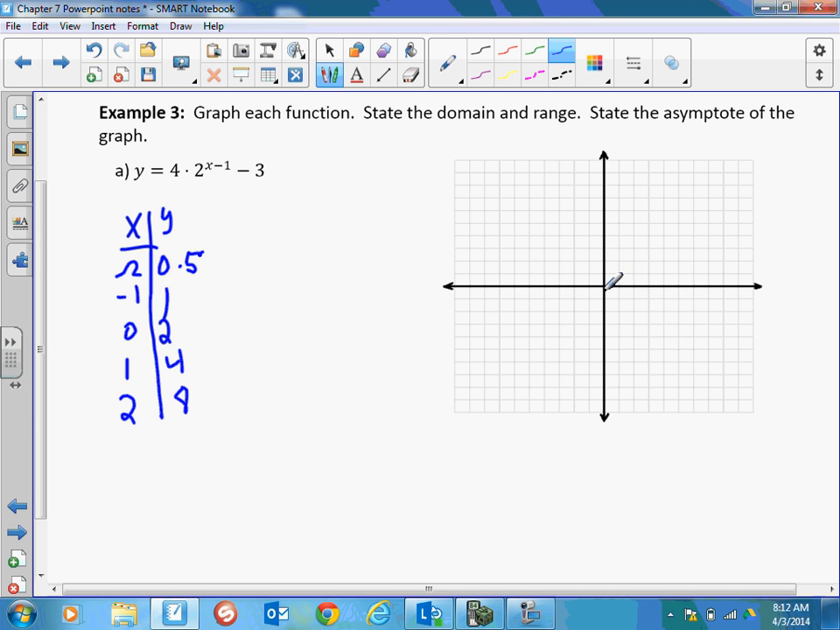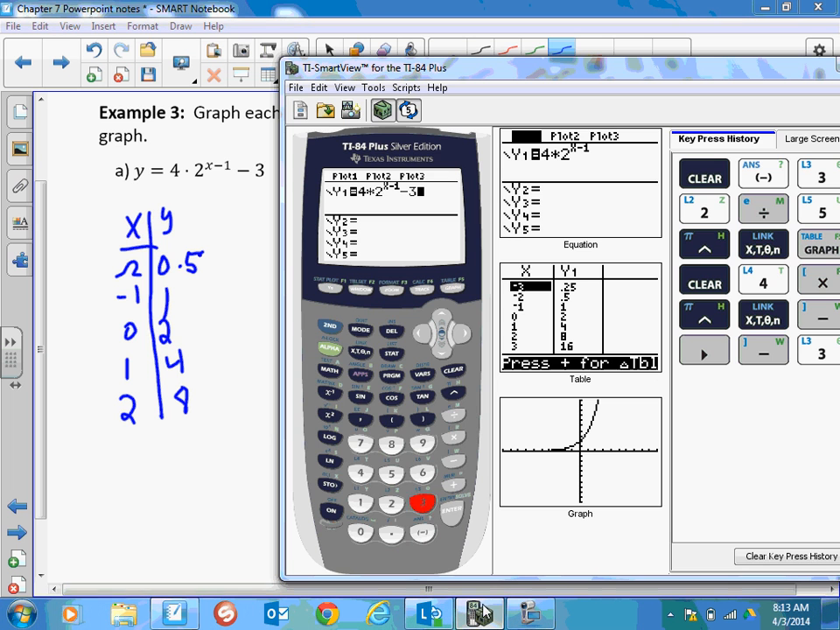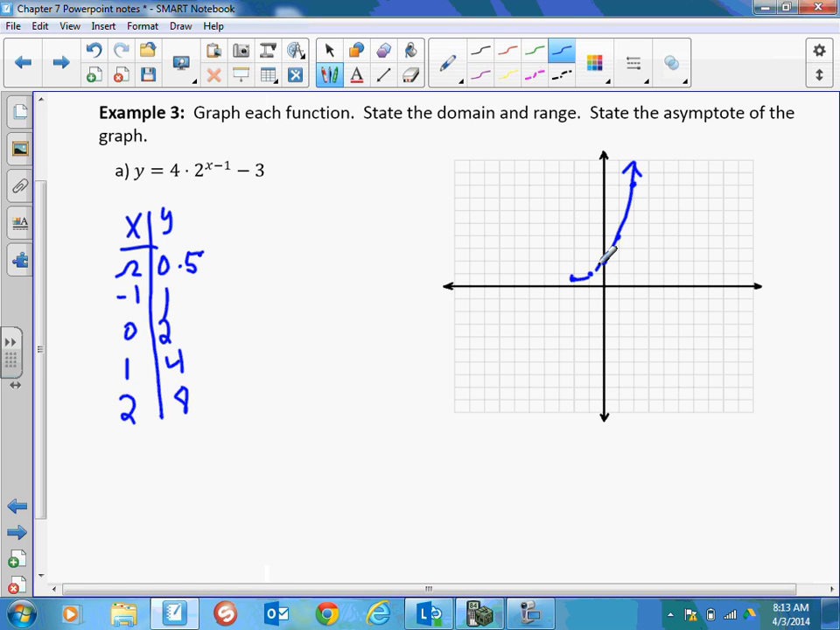Okay, so -2.5 would be right here. -1, 1, 0, 2, 1, 4, 1, 2, 3, 4, and 2, 8. Did I do this right? Okay. It should look like that.